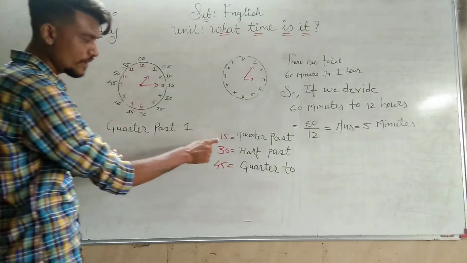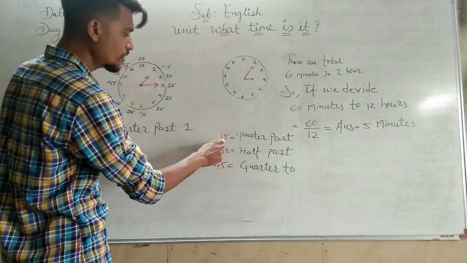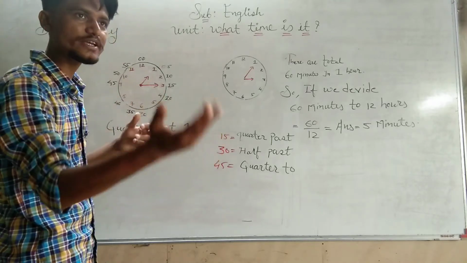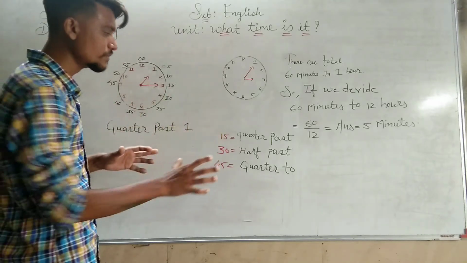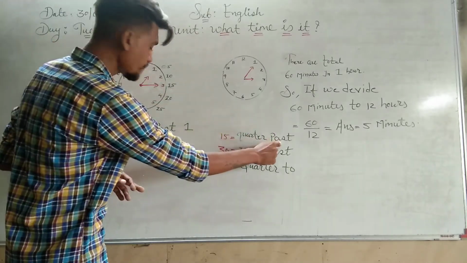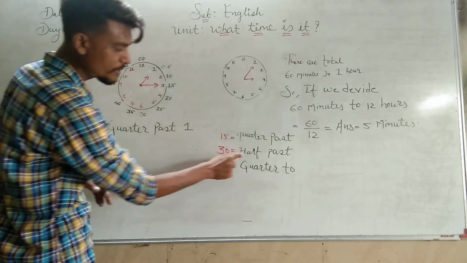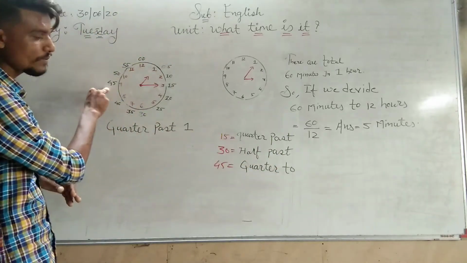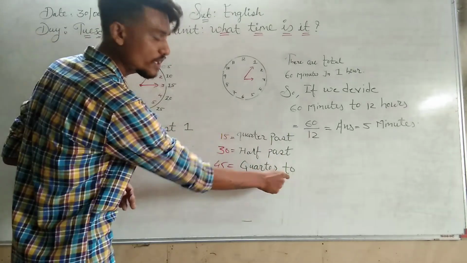But if you write it down or say it to someone, there is an easier thing that you can say: quarter past. So the 15 minutes is called the quarter past. The 30 minutes is called the half past, and 45 minutes is called the quarter to.